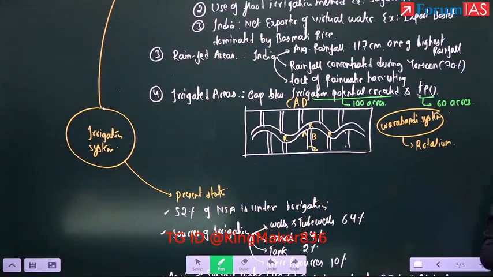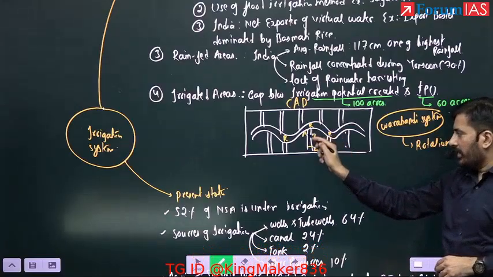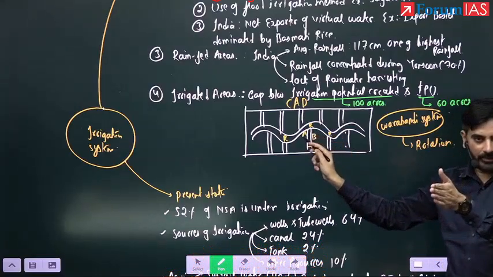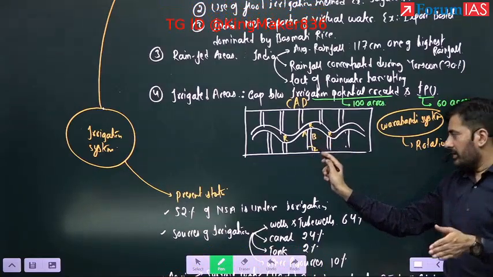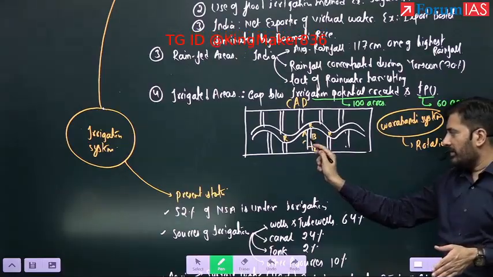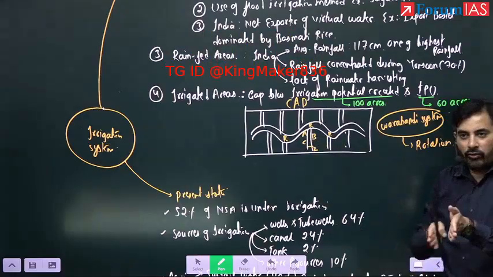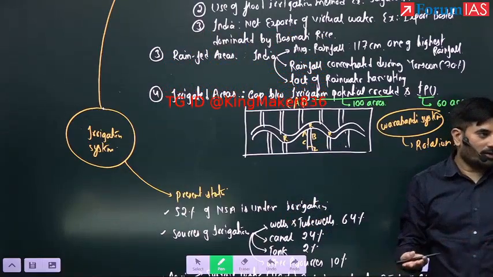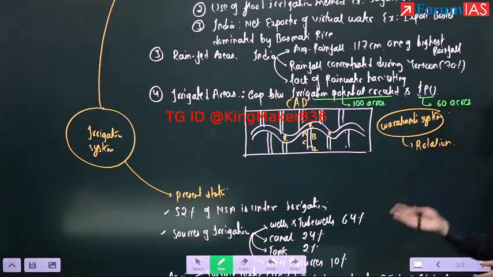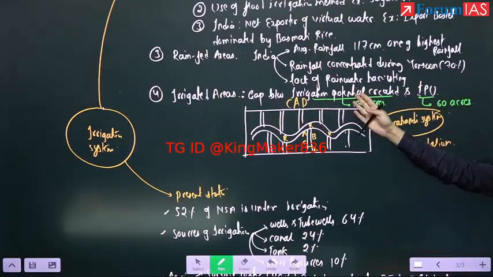Through rotation means, ideally, what should happen? Farmer A should get water, let's say, on every Monday. This farmer should get water on every Tuesday. This farmer C must get water on every Wednesday. By that process, can I say we are going for equitable distribution of water? But mostly it is not done. So because of lack of adoption of the Varabandi system, there is a huge gap.